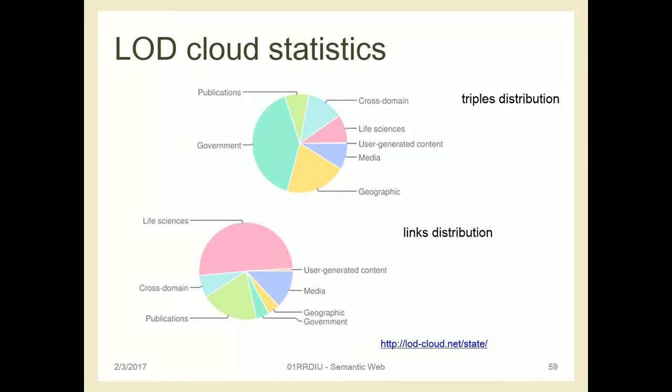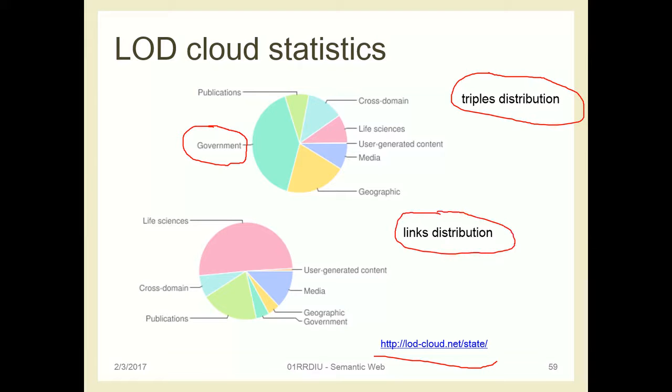Again, here, and you can go to this web page to see them, there are some statistics about the subject distribution for triples. That means a very large amount of triples has to do with government. And the distribution of links, that is, the linking between two different data sets. As you see, government is much smaller, but life sciences, despite having fewer triples, has lots of interest in connecting different data sets.